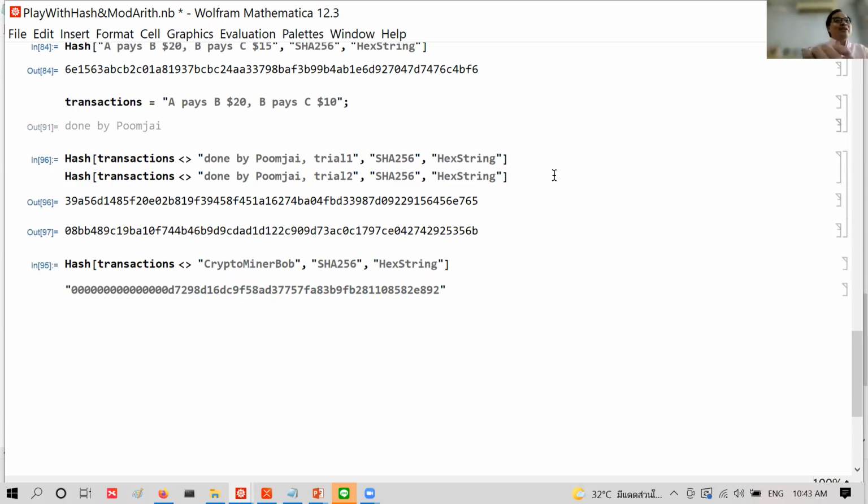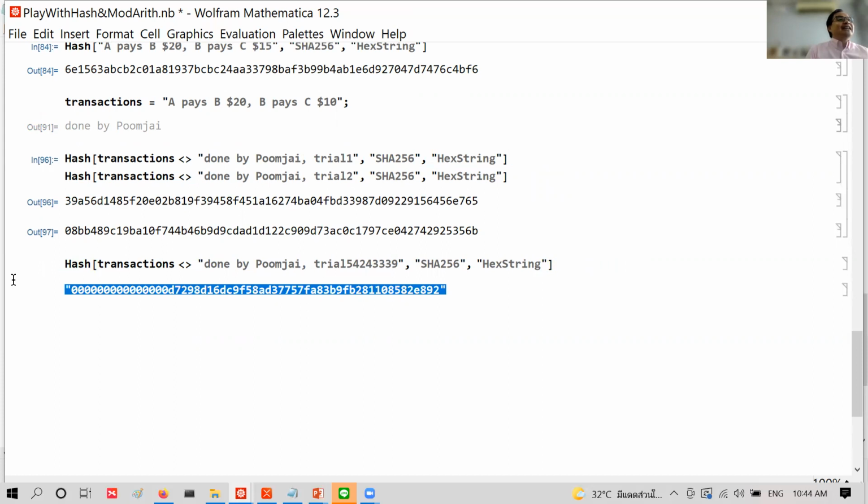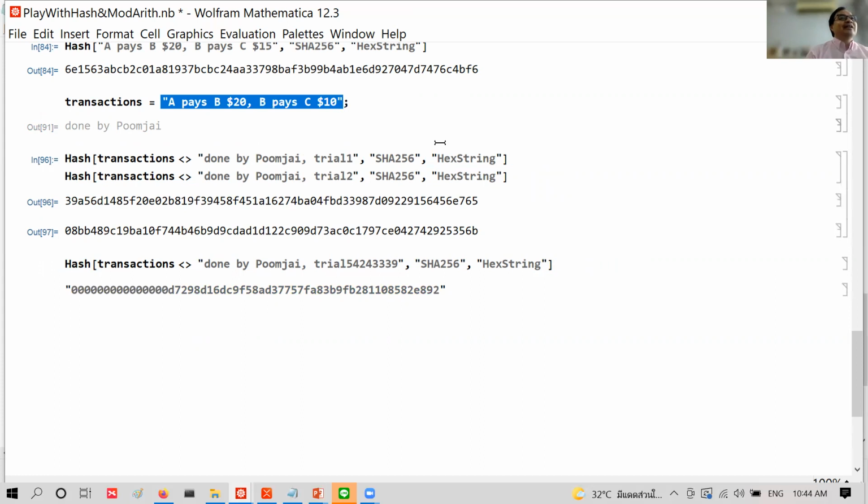So after I do this, let's say done by Punjai, trial 5 million. Okay, so I've done 5 million of this. Okay, this is my trial number 54 million, and I get this. Then this thing is what gets frozen. This guarantees that there is only one list.